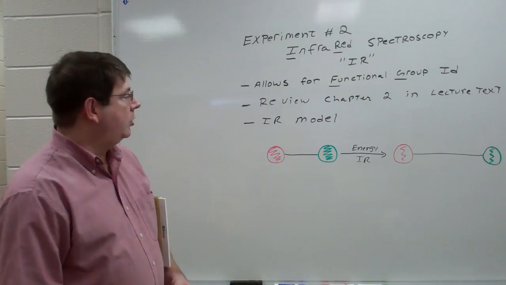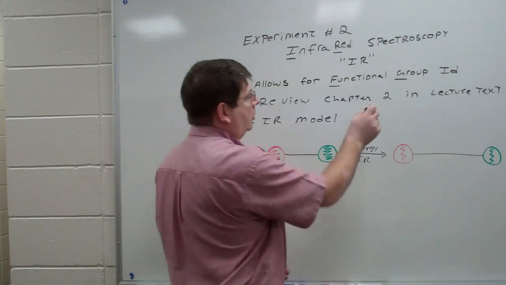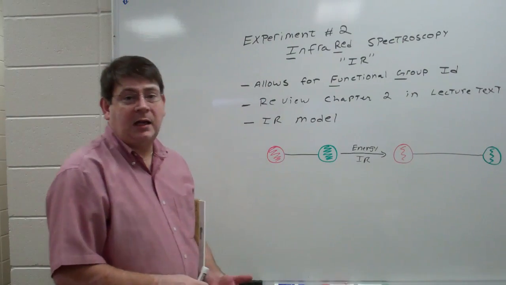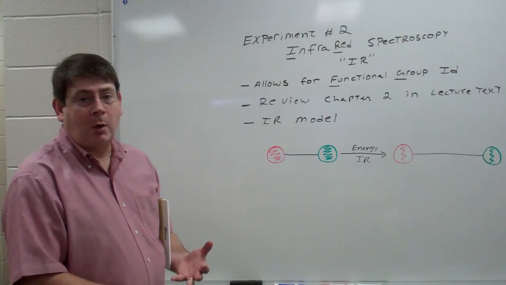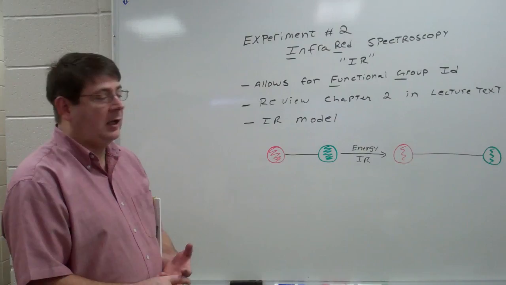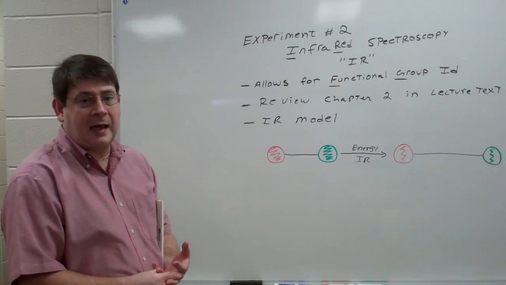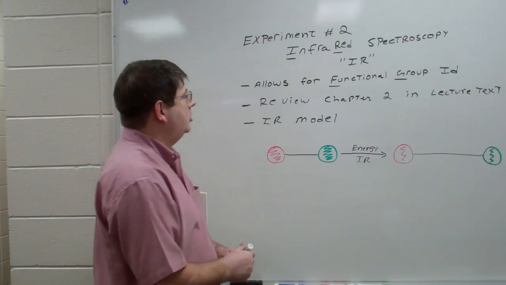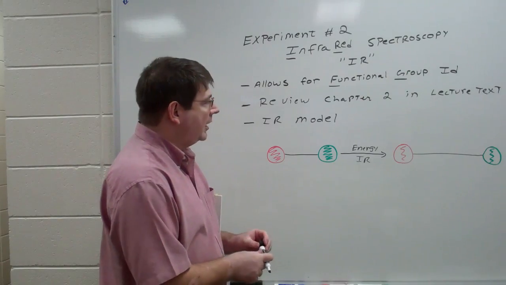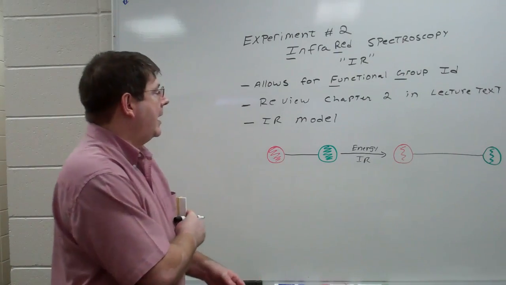Before coming to lab, you really need to review Chapter 2 in your lecture text in the Solomon's text. It covers functional groups, polarity, and it also covers infrared spectroscopy. So you need to read that in addition to Experiment 2 in the lab text.